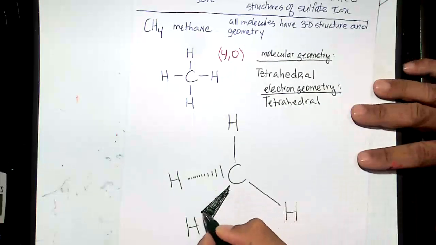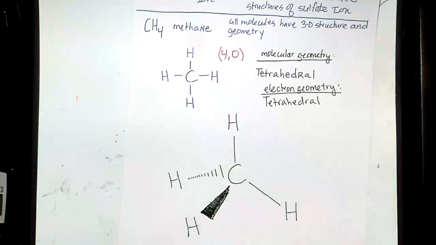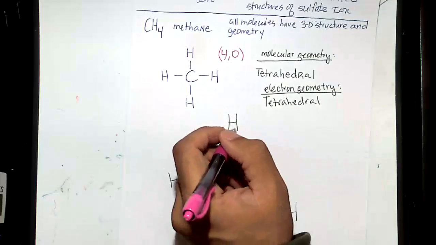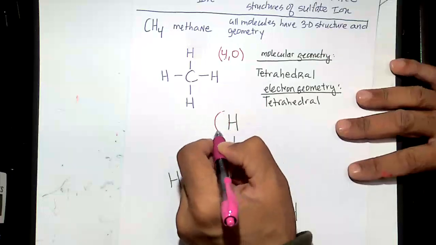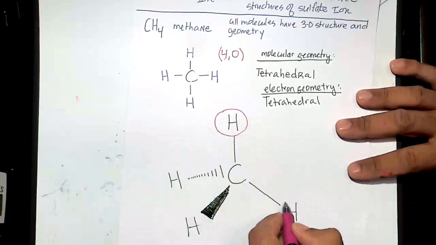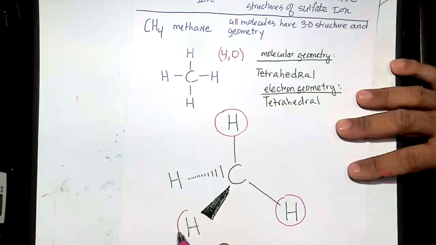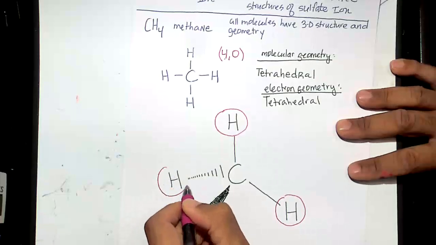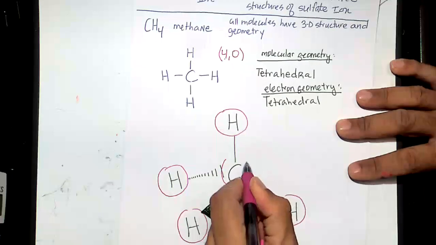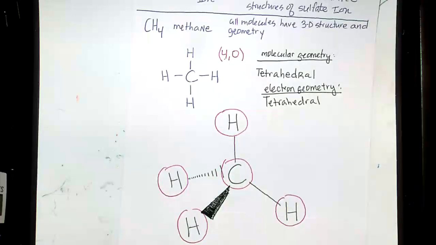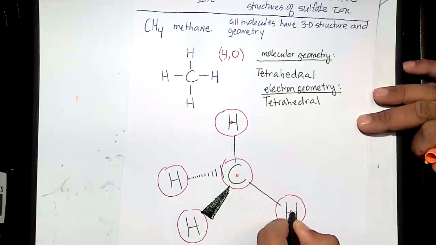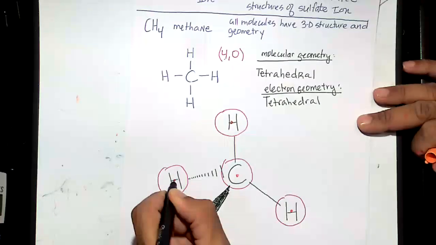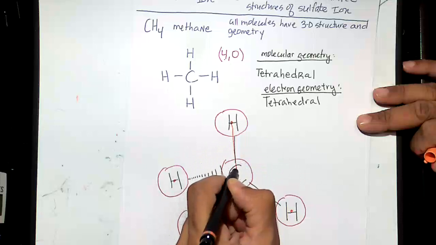So this is how you want to draw any tetrahedron. Now, if I was a good artist, your professor or your teacher's not Picasso, but technically, if I were to draw a circle across each atom, and if I were to take the center of each atom, and draw a line connecting the centers.